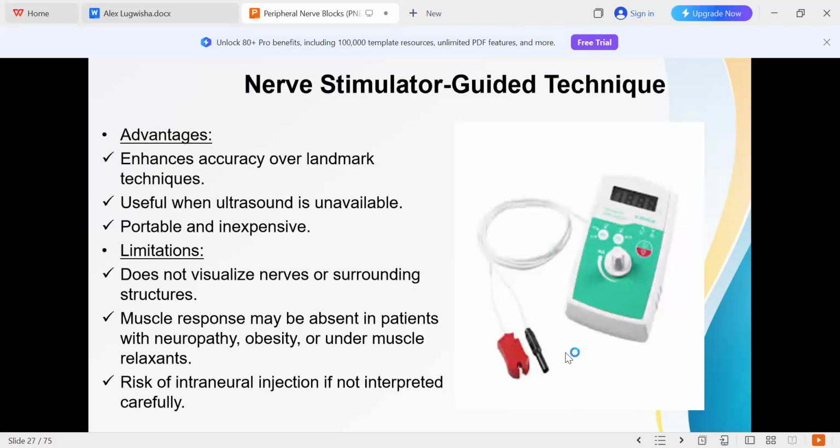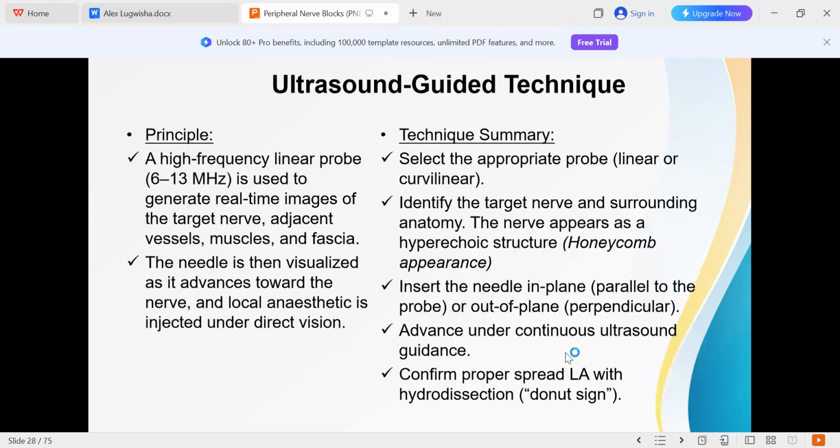So the advantages: it enhances accuracy over landmark technique, it is useful when ultrasound is not available, and it is possible and not expensive. The limitations: obviously, it does not visualize nerves, so you cannot do your deposition under direct vision. In some patients, especially patients with neuropathy or patients under muscle relaxant, you may not be able to elicit a desirable muscle response. And there's a risk of intraneural injection, like we mentioned before, if you're not careful.